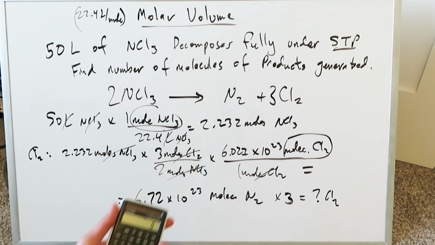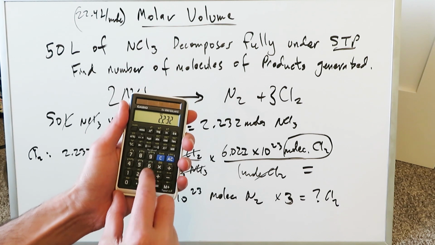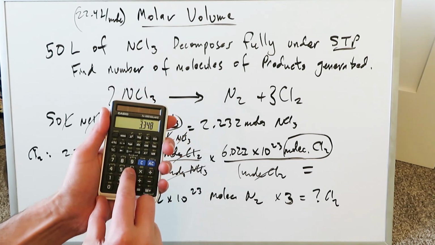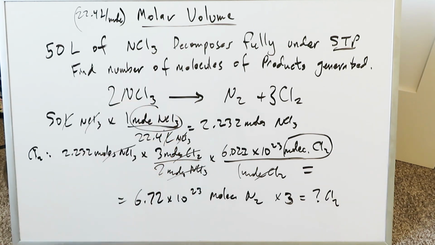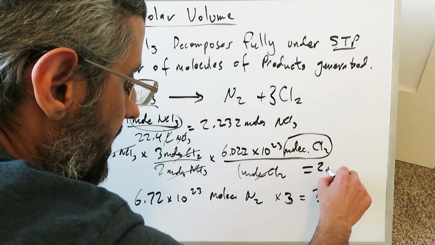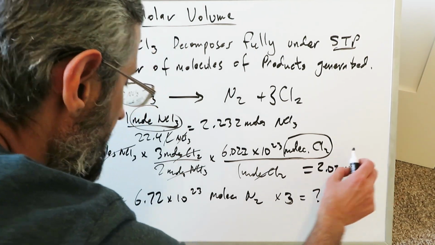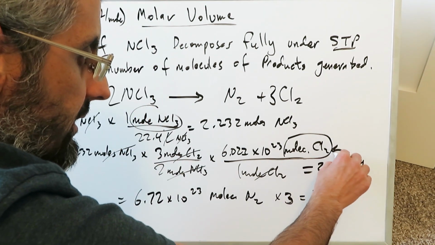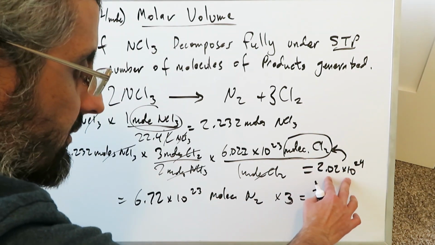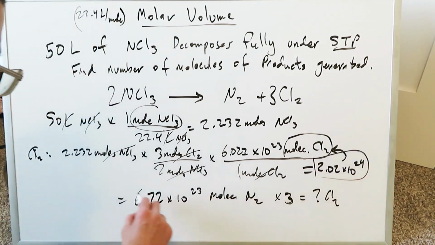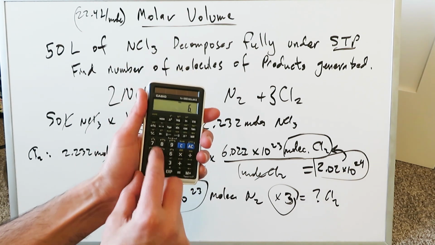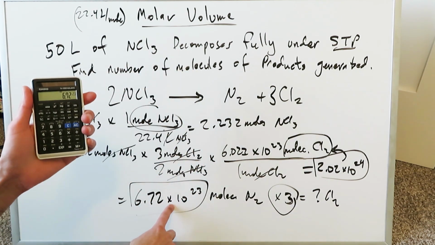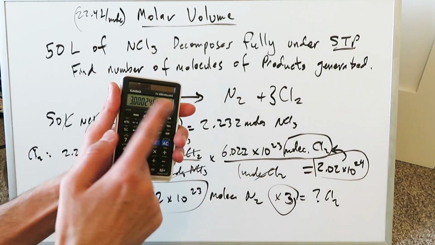It's not going to be a difficult number by any means. 2.232 times 3 divided by 2 times 6.022 times 10 to the 23. I'm getting 2.02 times 10 to the 24, and that refers to my molecules of chlorine. If I divide this value by 6.72 times 10 to the 23, the molecules of nitrogen, we'll have exactly the factor 3 come out. It will confirm the shortcut you could have taken.